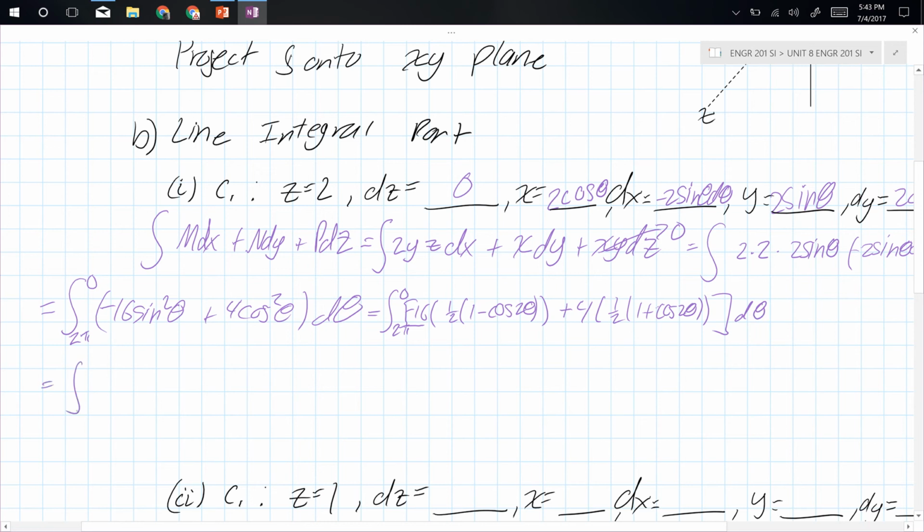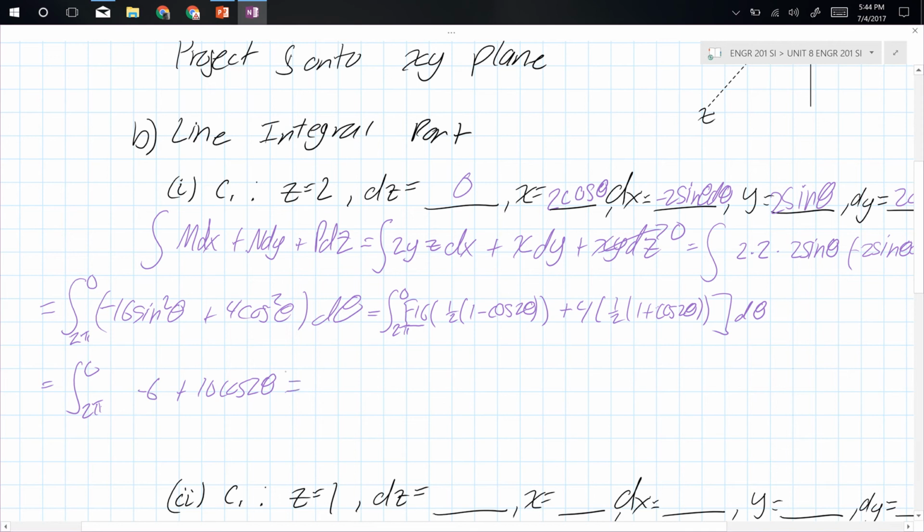So simplify this down a little bit, 2 pi to 0 still. Then we'll have negative 8 plus 8 cosine 2 theta plus 2 cosine 2 theta. I want to combine them, and combine this negative 8 and negative 2, so it comes to negative 6.